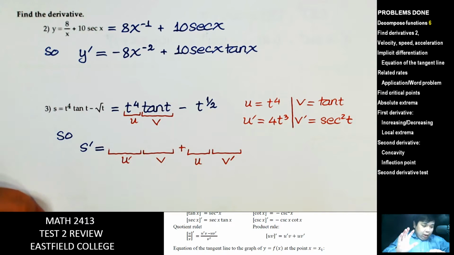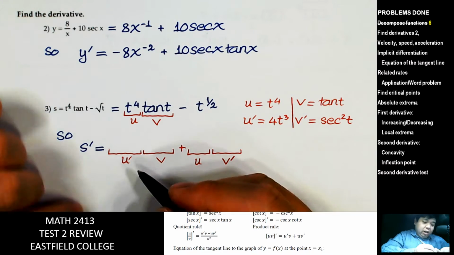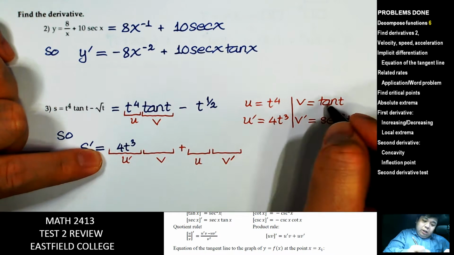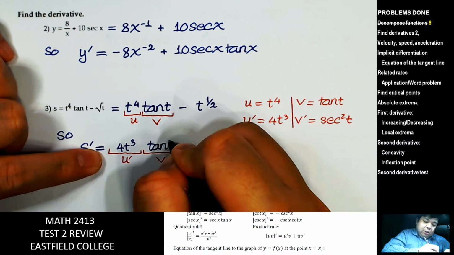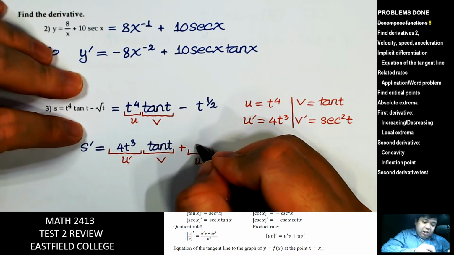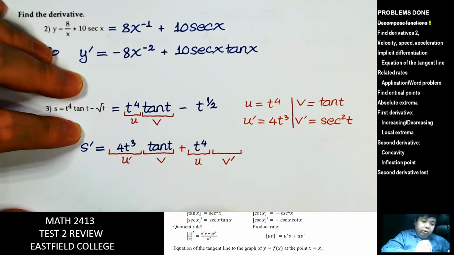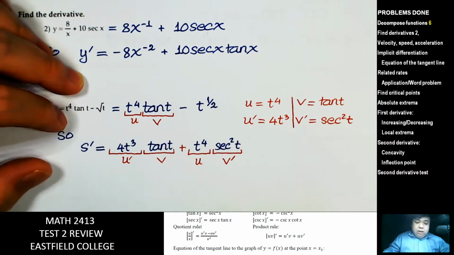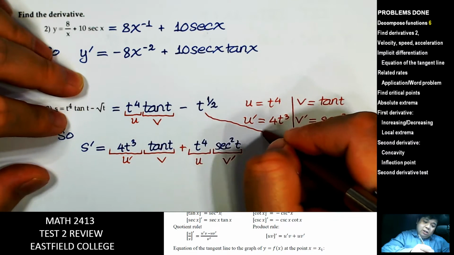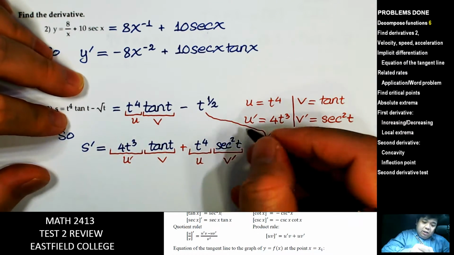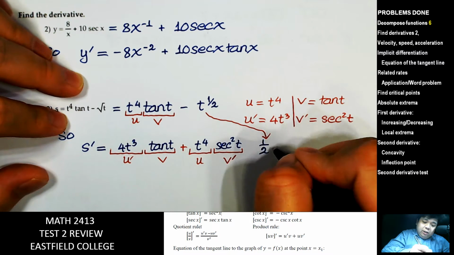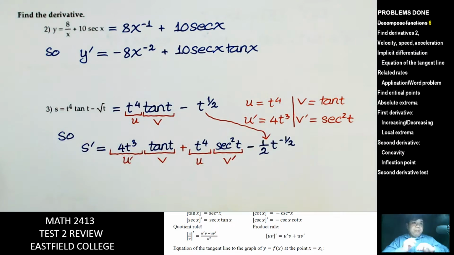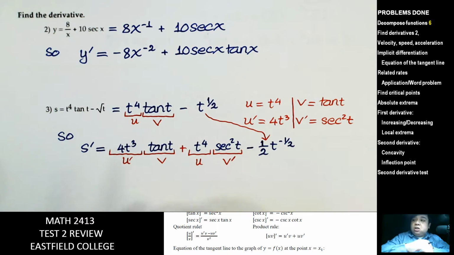Right. We do that first and then we worry about the rest of the problem later. So u prime 4t cubed, v tangent t, plus u t to the 4th, derivative of that, secant square, and then derivative of this is 1/2 t to the negative 1/2, and of course the minus in the middle. So that is the derivative.